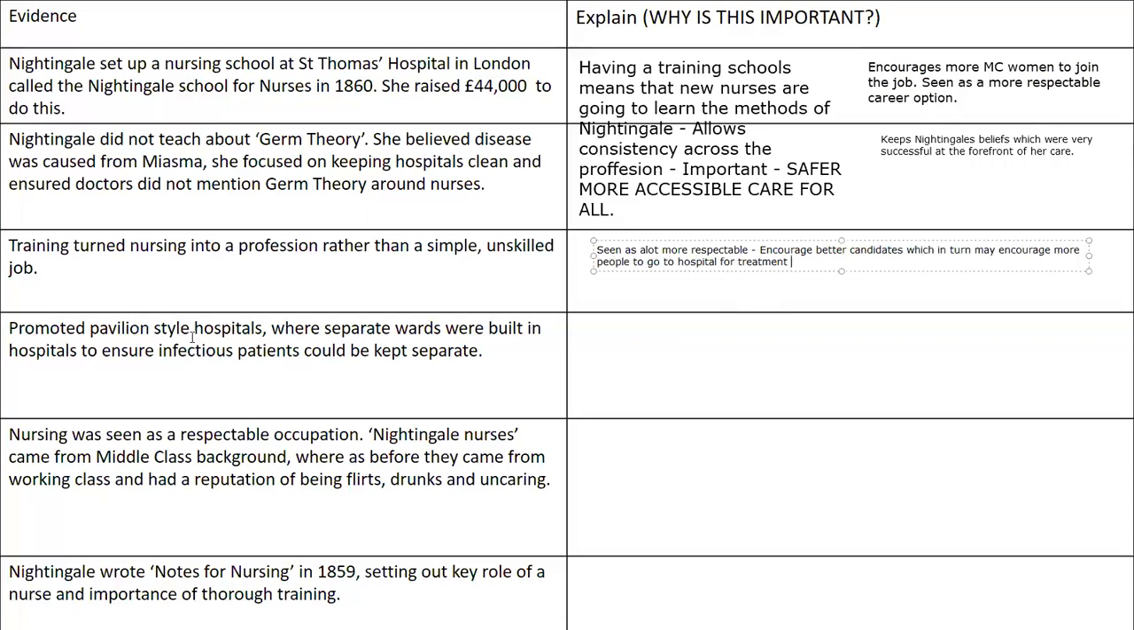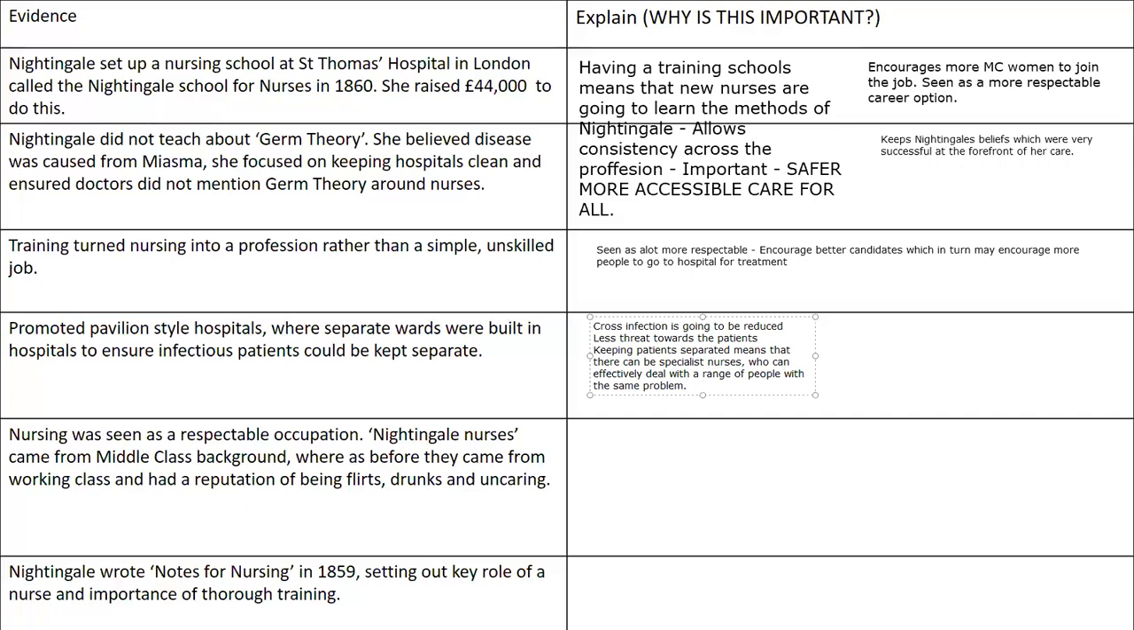Promoted pavilion-style hospitals. Now that's a key word there, pavilion-style hospitals, where separate wards were built in hospitals to ensure infectious patients could be separate. Cross-infection is going to be reduced. Less threat towards the patients. Keeping patients separated means that there can be specialist nurses who can effectively deal with a range of people with the same problem.